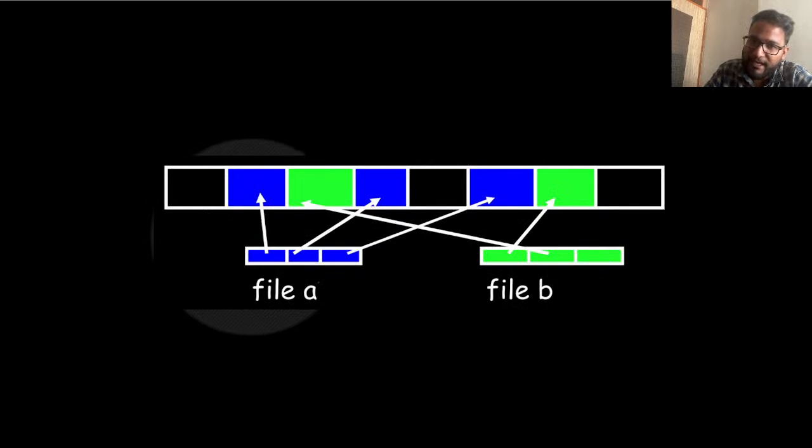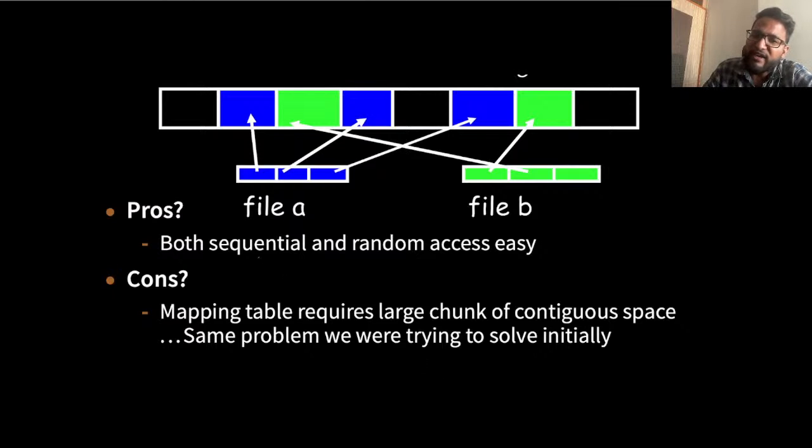Now see, this is file A, and file A is stored at 3 places, and similarly there is a file B that is stored at two or three other places, and that is fine. You can say that this is the inode of file A, this is the inode of file B. So the benefit of this particular scheme is that sequential and random access is very easy. If you want to access sequential data after this, you know where to go next. And if you want to randomly access some data, you can directly go there. But there is a disadvantage: the mapping table requires a large chunk of contiguous space. It is the same problem we were trying to solve earlier.